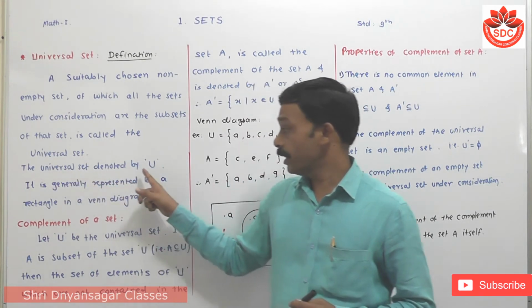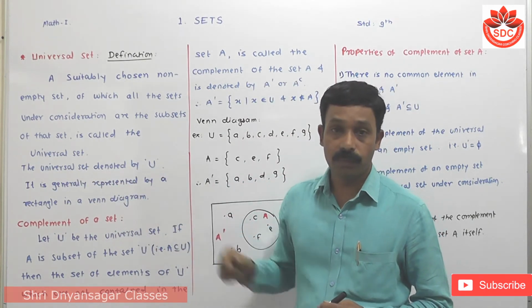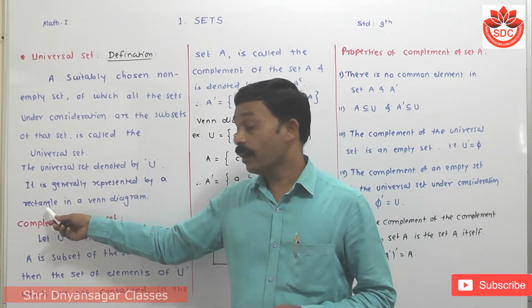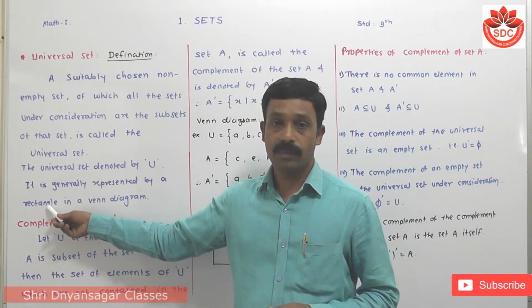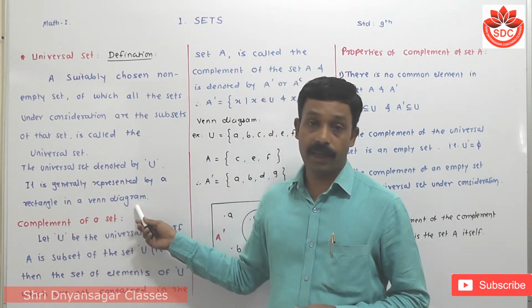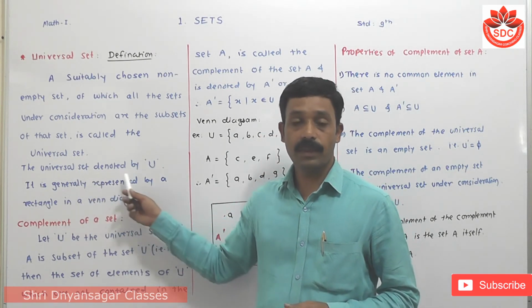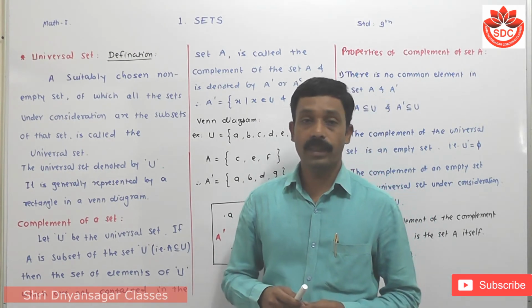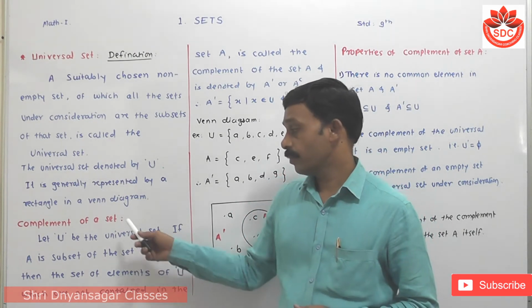The universal set is denoted by using capital U. It is generally represented by a rectangle in a Venn diagram. Then we see about the complements of the set.